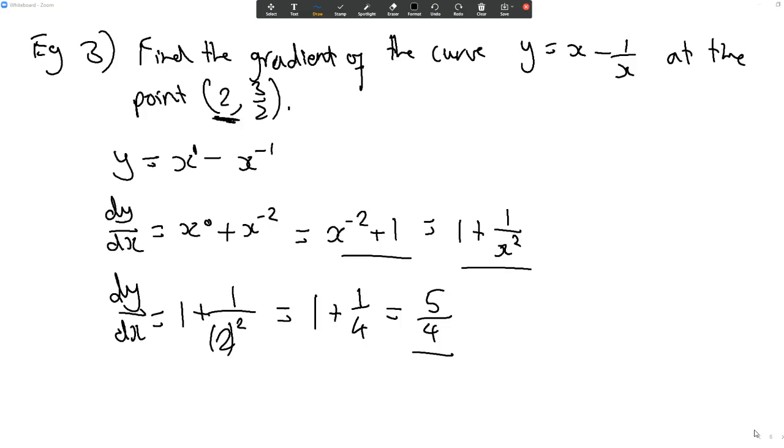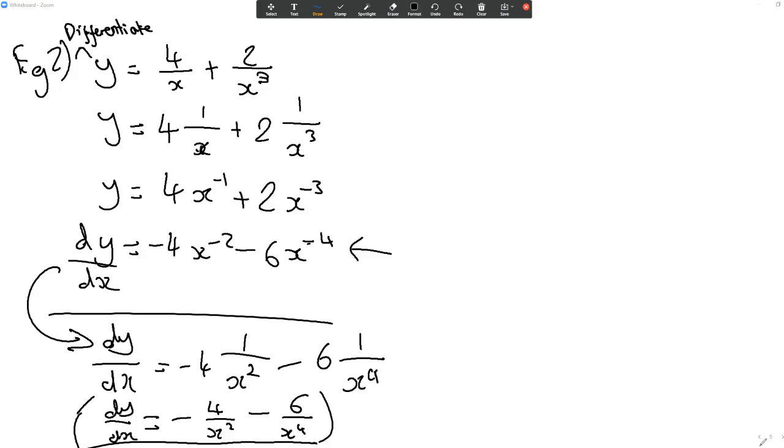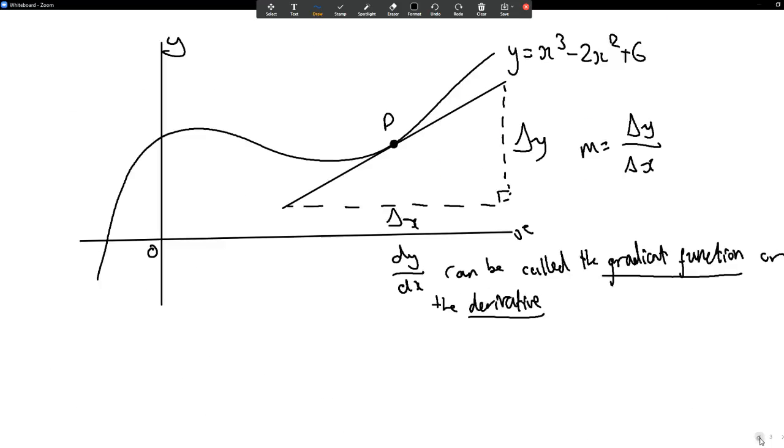Before we move on, I just wanted to highlight why the gradient is different to the derivative. So the derivative is our dy over dx. But our gradient is this: change of y over change in x.